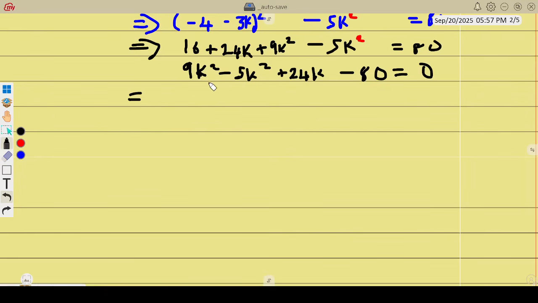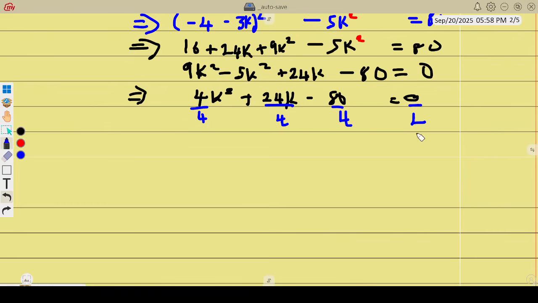So from here we just simplify 9 minus 5, that is 4. So 4k squared plus 24k minus 80 is equal to 0. So at this point you can divide throughout by 4 to simplify. 80, is it divisible by 4? Yeah, surprisingly yes. So divide everything by 4. So this is not undefined.